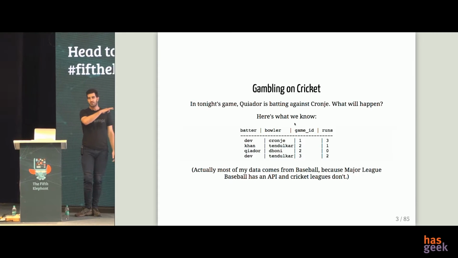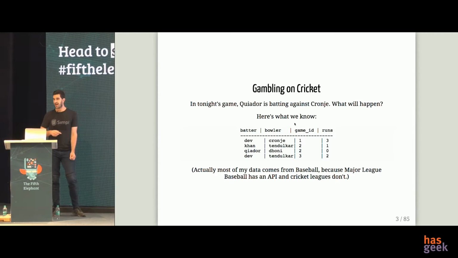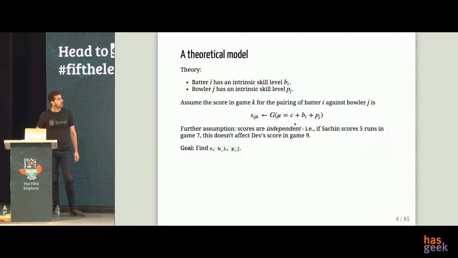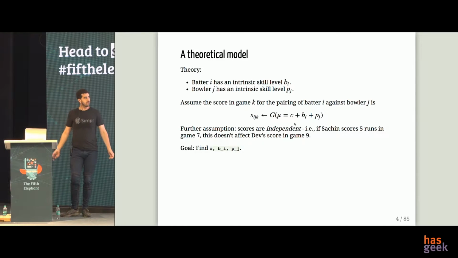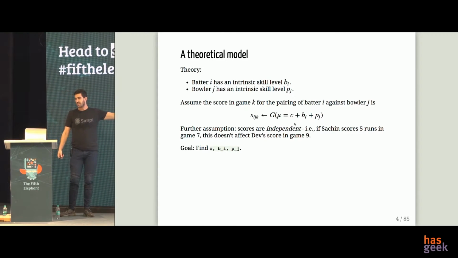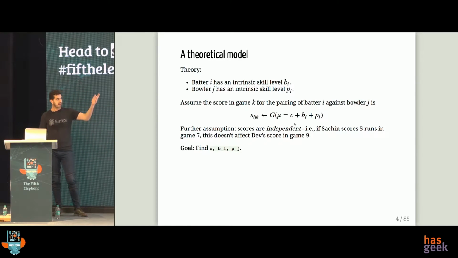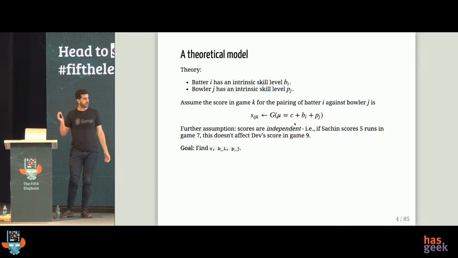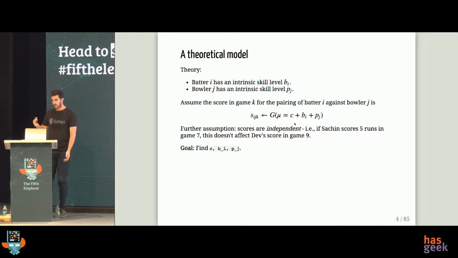So Major League Baseball is actually very nice because they have an XML API where you can get all the data you want. So what I did is I set up a linear model using one-hot encoding where basically each batsman has a skill, which is B_I. The bowler or the pitcher has a skill, which is P_J. And so in the pairing against those, we would expect to get this many points.